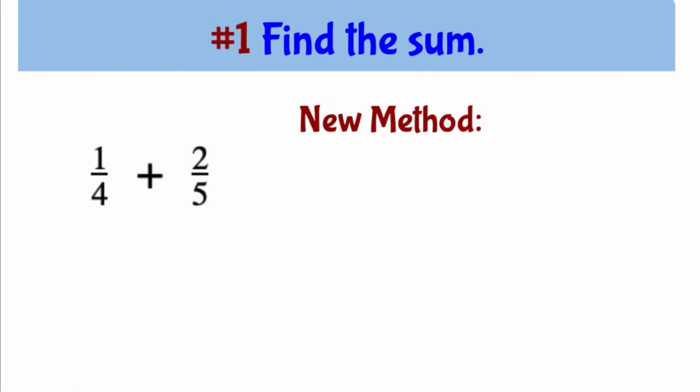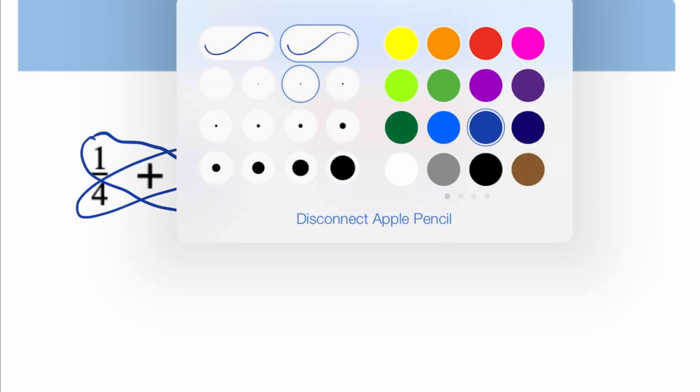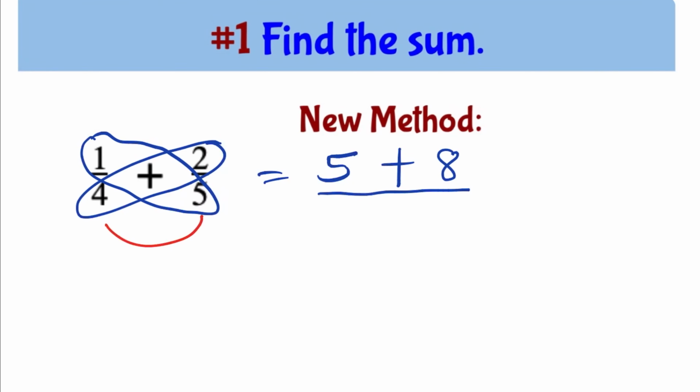Now let's have the new method, and we will call this Gani's method. So for my method, what we need to do is multiply 1 times 5, and that gives us 5. Next, we need to multiply 4 times 2, and that is 8. For the denominator, we need to multiply the 4 and the 5. So that is 20.